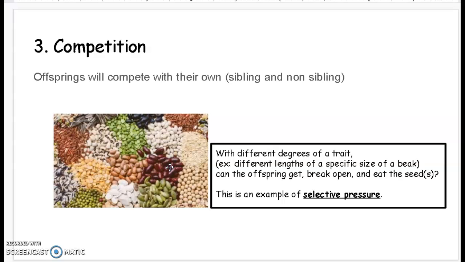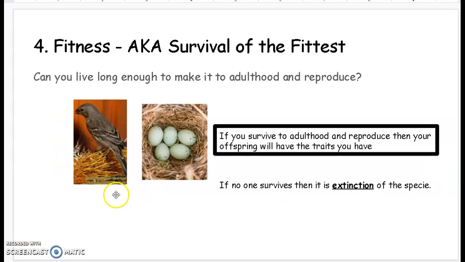Now, if you could, congratulations, you have a chance of surviving. Now I'm going to ask you this. How much of that specific seed is on the island? Can you compete with your brothers and sisters and neighbor for food? Can you compete? Can you survive long enough? That is the question.